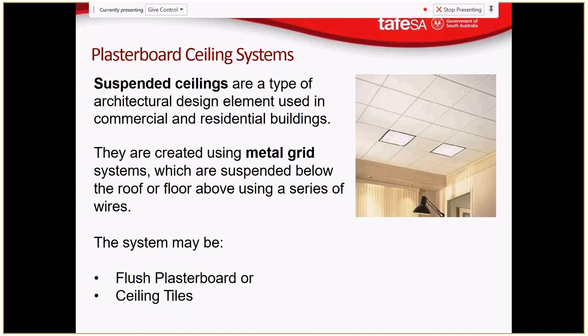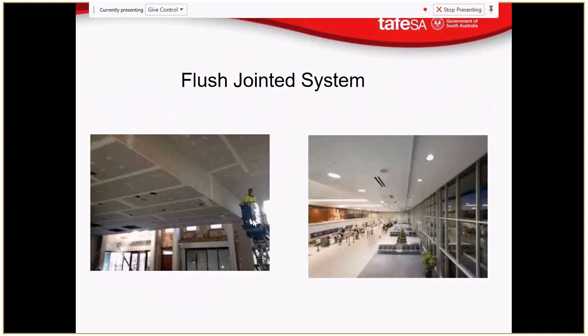So suspended ceilings are a type of architectural design element used in commercial and residential buildings. They are created using metal grid systems, which are suspended below the roof or floor above using a series of wires. And with those suspended ceilings, you can also have a flush plasterboard option. So it can be created using tiles that sit into a grid pattern, or flush plasterboard which sits over top of that grid pattern.